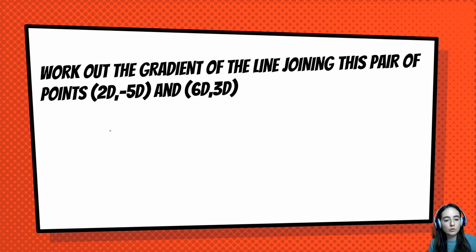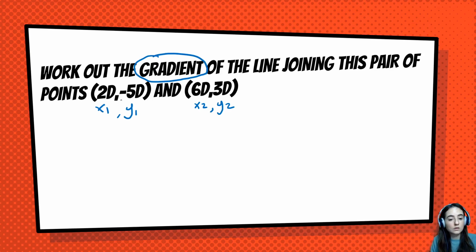You go back to your basics, right? Calm your breathing, go back to your basics. What do you know? You know this. You know to label things, right? So x1, y1, x2, y2, right? They're looking for the gradient. You know this. You have this. You know your formula. Write it down. m equals y2 minus y1 over x2 minus x1.